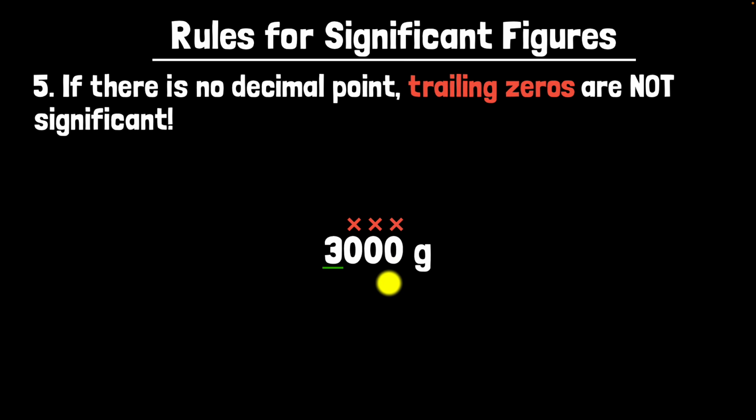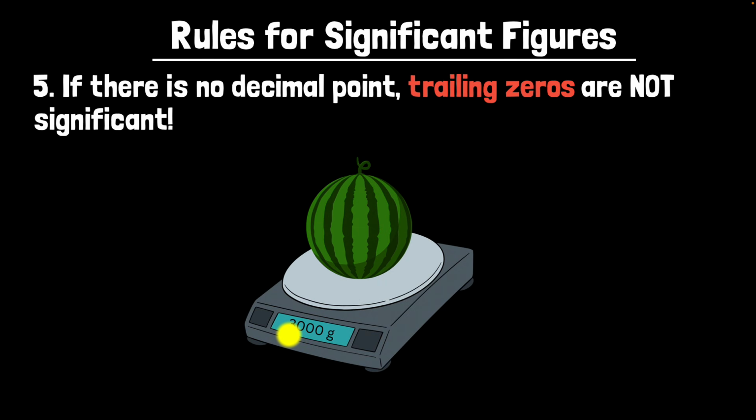But wait a second, what if we are not rounding things off? What if we measure something to be precisely 3,000 grams, for example? Now what? Now these zeros are adding to the precision. Right? So how do we express it in a way that people understand that we mean business over here? Well, the simple way is to just add a decimal point, because when you add a decimal point, the trailing zeros become significant. We saw that in the previous rule.